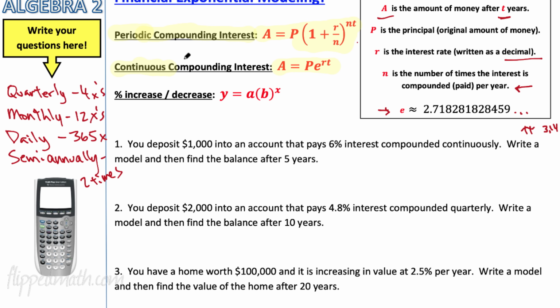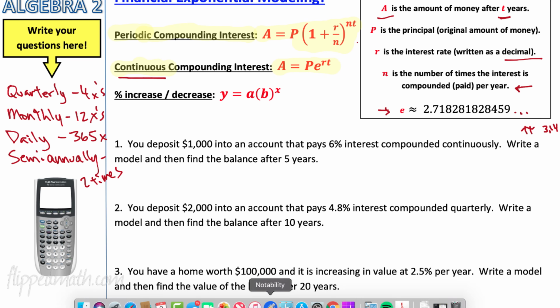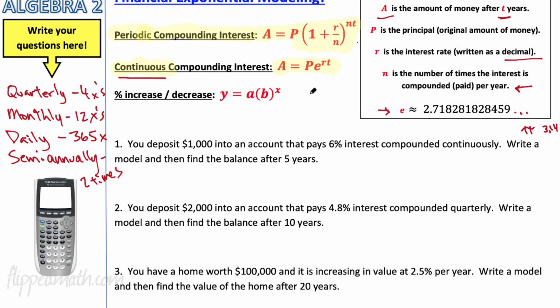So if it says that the interest is compounding continuously, we're going to use this formula right here, plug it in, figure it out. And lastly, the percent increase or decrease, we already know this one. We have an initial value and a multiplication factor that we multiply by, so a b to the x, we know how to do that already. Okay, so some of the problems will involve that. So right now it's just time to practice identifying which formula is appropriate.